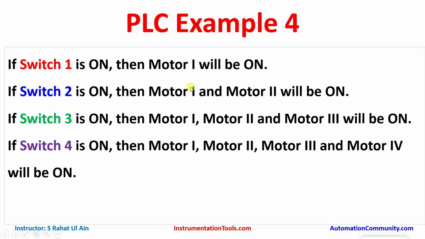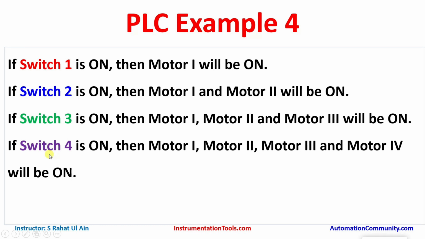So, for motor 1 to be on, either switch 1 or switch 2 or switch 3 or switch 4 should be on. For motor 2 to be on, either switch 2 or switch 3 or switch 4 should be on. For motor 3 to be on, either switch 3 or switch 4 should be on. And for motor 4 to be on, switch 4 should be on.